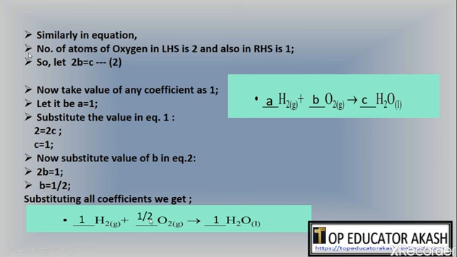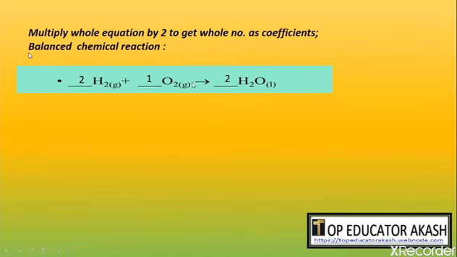Now we got the balanced equation, but the oxygen has a fractional coefficient, so we need to convert it into a whole number. We can convert it into a whole number by multiplying by 2. If we multiply the whole equation by 2, then we get the balanced chemical equation. 2H2 plus O2 is equal to 2H2O. So finally we completed the balanced chemical equation.